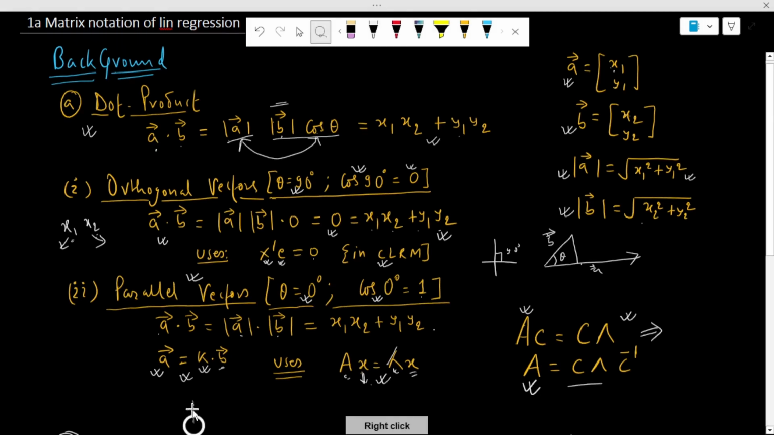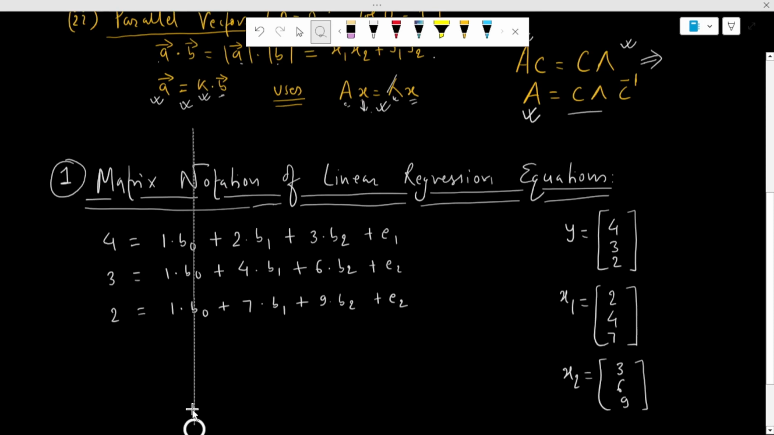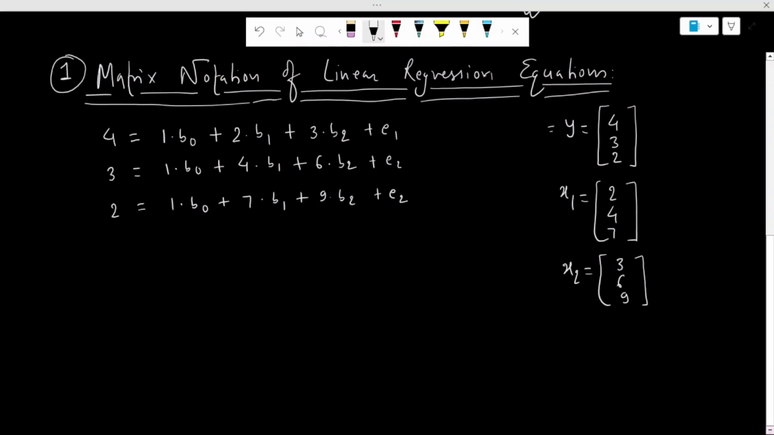Now let us move into today's topic, that is the matrix notation of linear regression equations. We have y as our dependent variable, and we are taking only 3 observations for simplicity. We have two independent variables, x1 and x2. For 3 observations, we are going to get 3 equations, and they are expressed in this form.